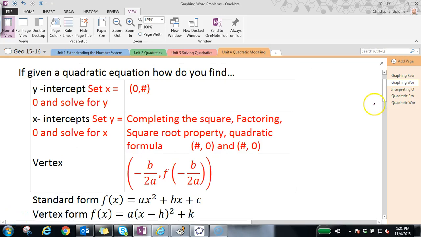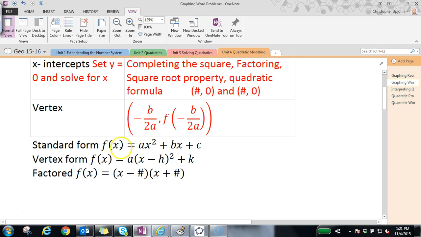Alright, so we're going to be graphing quadratics. First thing we need to think about is that we have three different forms of quadratics. Standard form, ax squared plus bx plus c. Vertex form, a times the quantity x minus h squared plus k. And factored, x minus something or x plus something times x plus something. So those are the forms we've talked about.